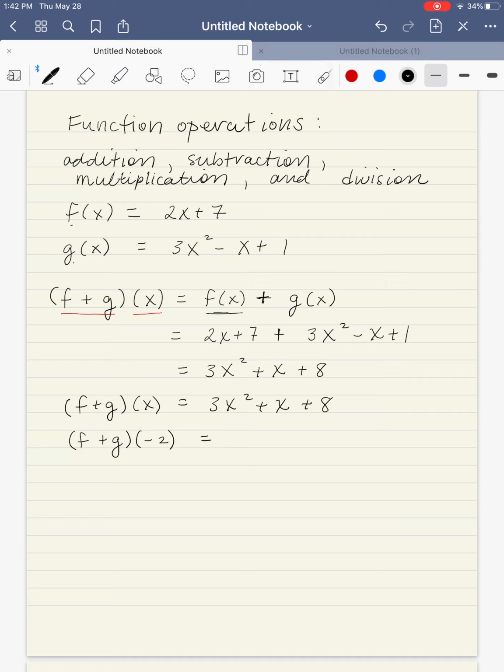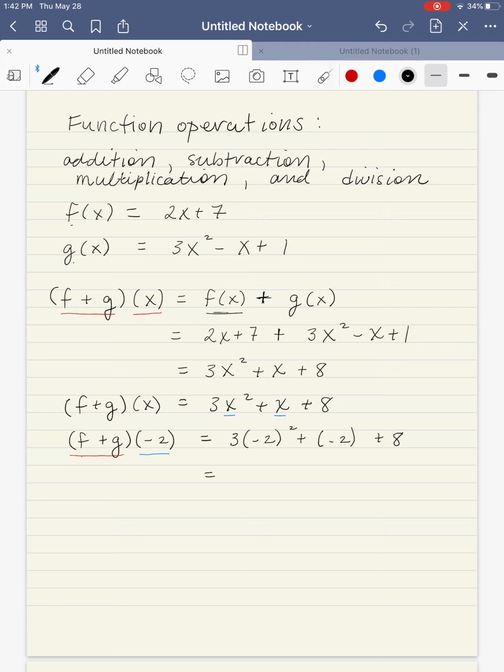So if I wanted to find a function value of f plus g, let's say f plus g of negative 2, this first piece tells me where I'm plugging in, which function am I plugging into, and then the second piece here of negative 2 tells me what number I'm replacing x with. So every x in my function, f plus g, is replaced with negative 2. So I have 3 times negative 2 squared plus negative 2 plus 8.